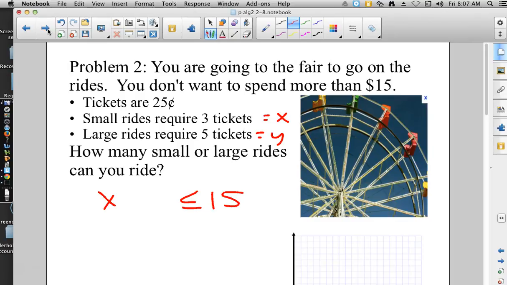And I'm not just going to put 3 in front of X because that's not what the tickets cost. If I go on a small ride, how much does it cost me? 75 cents. That's how much it costs me. Remember, my total was about cost. How much does it cost me to go on a large ride? I didn't give myself enough room here so people in the back can see this.